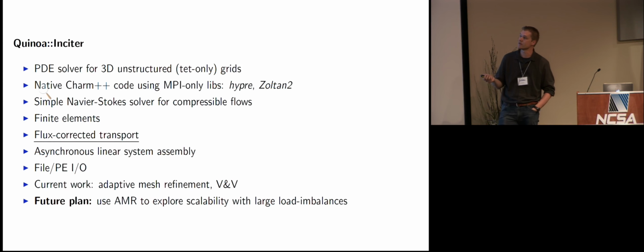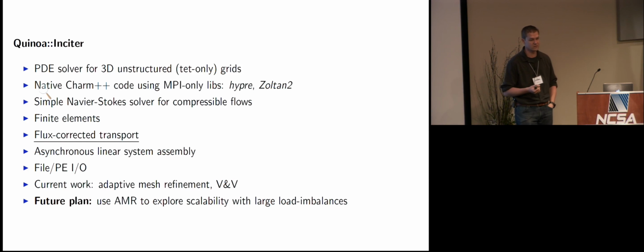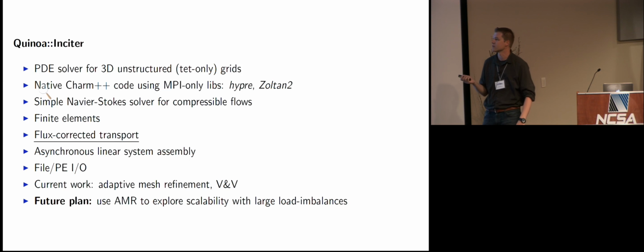So that at this point is a partial differential equation solver for 3D unstructured meshes. We use tetrahedra only, and that is also a native Charm++ application. But now we use 2 MPI-only libraries, Hypre and Zoltan, for linear system solvers and preconditioners later, and the static initial mesh partitioning, respectively. That's Zoltan. So at this point, we just put in a simple Navier-Stokes solver for compressible flows.